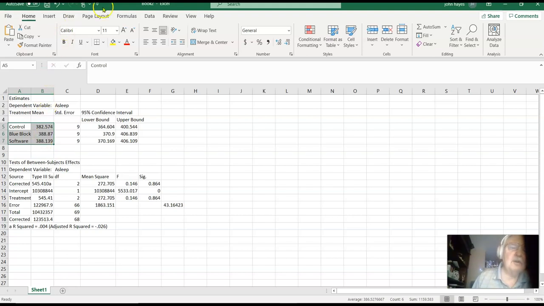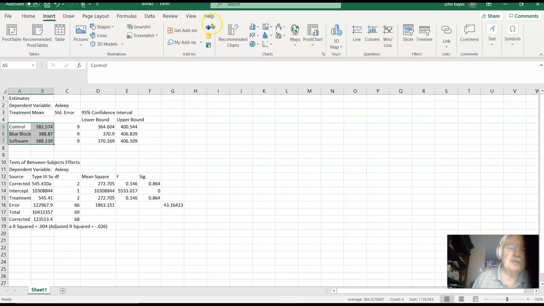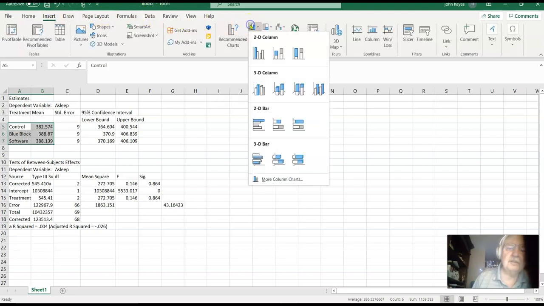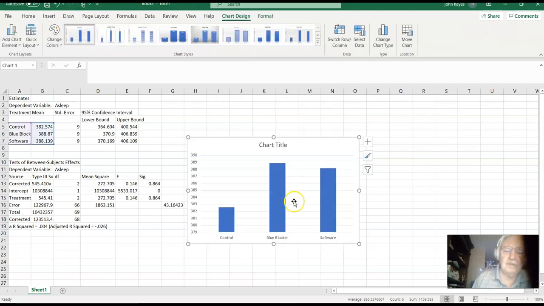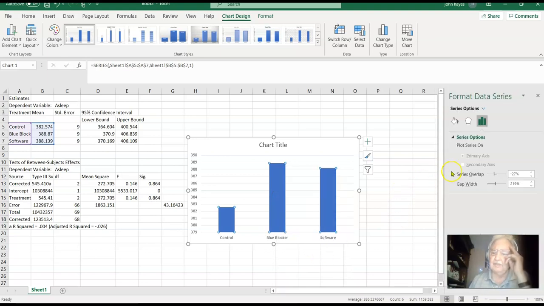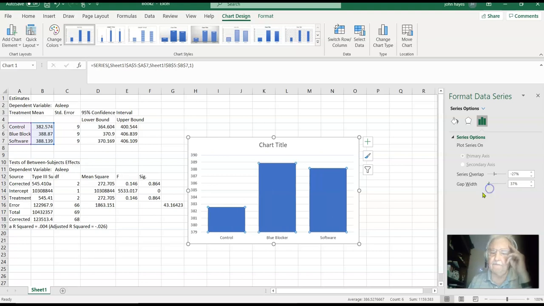And we're going to insert a chart. And here we go. Now one of the things I like to do with this is make those bars maybe just a tad wider. So the gap width I'm going to decrease. And that's too much.